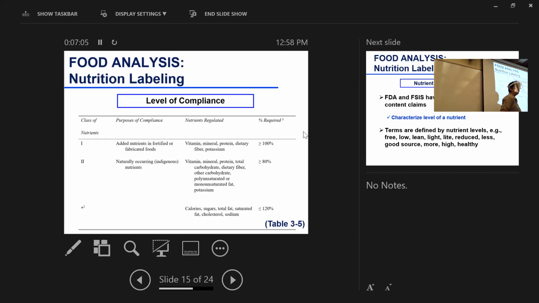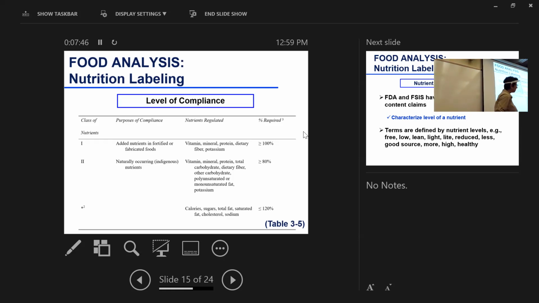And the other one that is important to remember, it's for calories, fat, sugar, saturated fat, cholesterol, sodium, those that might have adverse effect if you have them in excess, right? So you cannot have more than 120% of what you claim. Let's say you have 10 grams of fat, but when they come and measure and they find that you have 13 grams of fat, that's more than 120% of what you said you have of fat. So you are not within compliance.